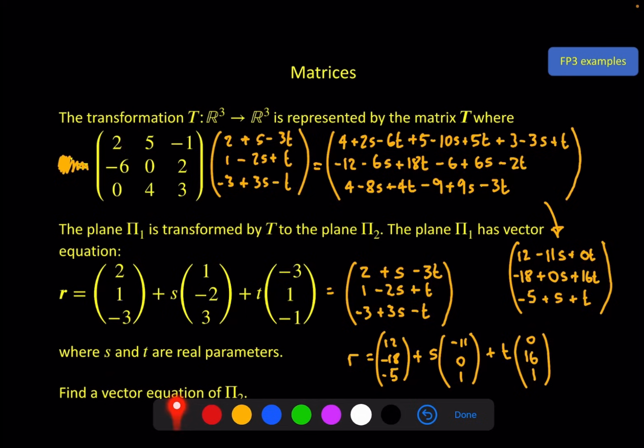So a quick recap of what we did. We put this into a general point so that we could apply the matrix T. The long process of doing that to get the answer, the transformed point, simplify that up, and then split it into the required form.